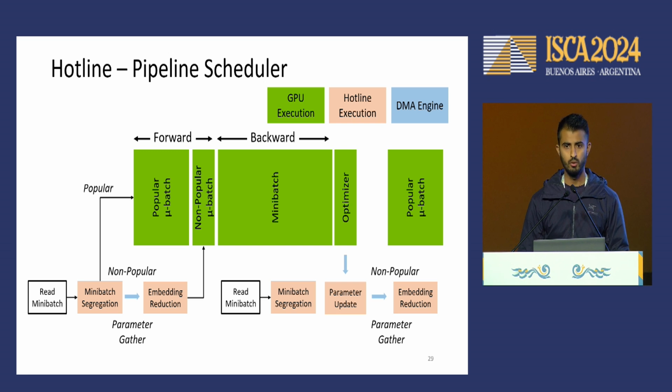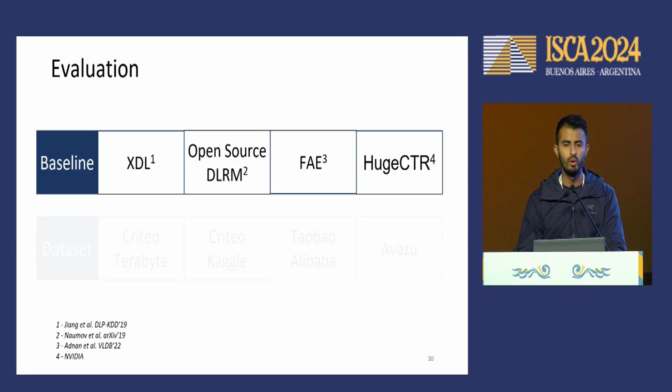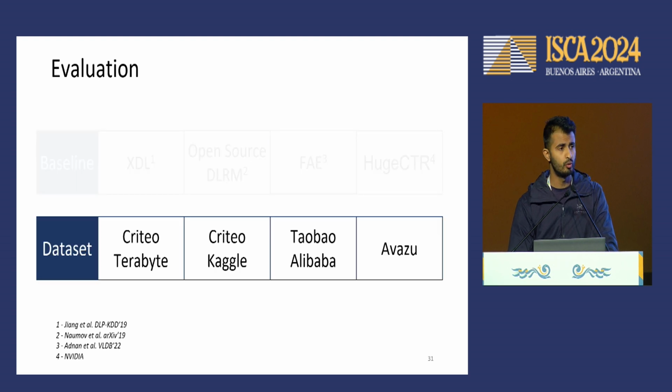Moving towards evaluation. For evaluation, we use four state-of-the-art baselines. Three of them are CPU-GPU hybrid execution techniques, while one is a GPU-only execution technique. For datasets, we use four publicly available, real-life datasets. We also utilize certain synthetic datasets for large models.